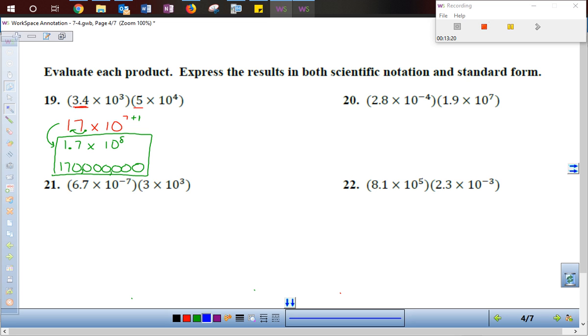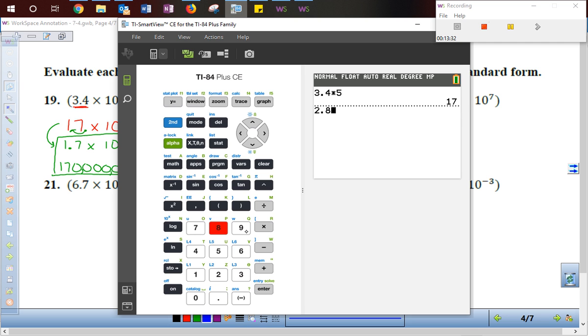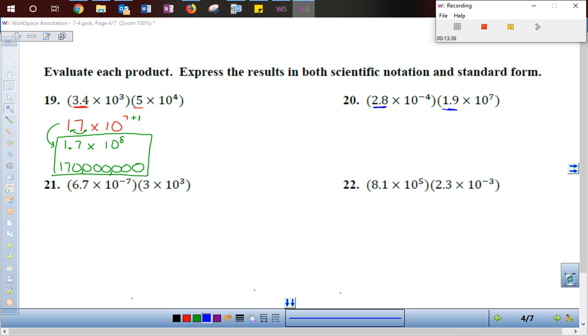Let's try it again on number 20. Again, we're going to start by multiplying my coefficients. So I'm going to take this 2.8 times 1.9, and that's going to give me a result of 5.32. Then I'm going to bring down my times 10, and I want to add my exponents. So negative 4 plus 7 gives me a positive 3. Now, if you'll take note, 5.32 is between 1 and 10, so this is in scientific notation. I don't have to change it.